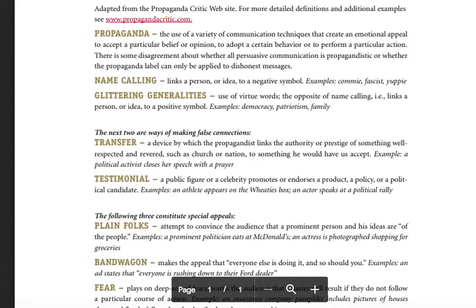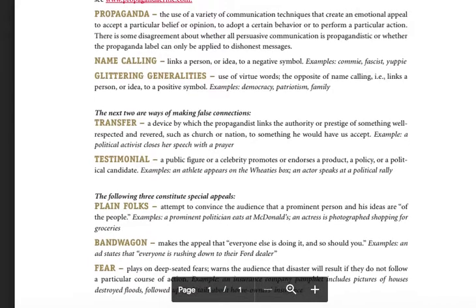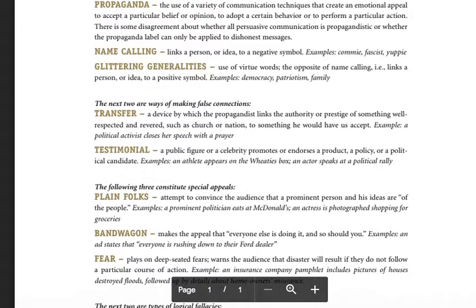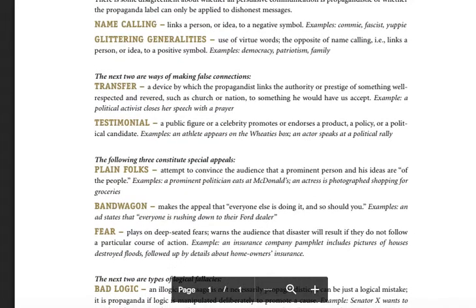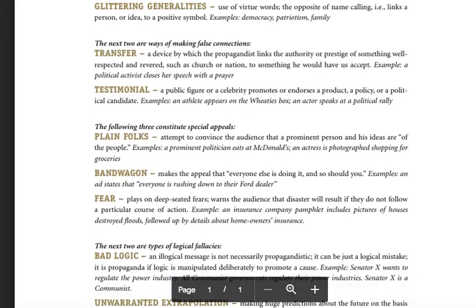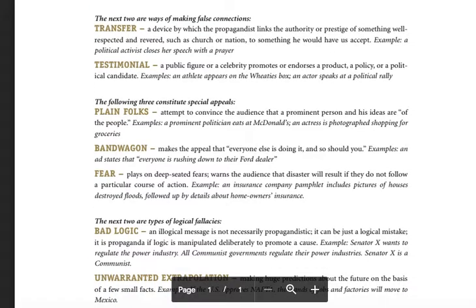The next two are ways of making false connections. Transfer, a device by which the propagandist links the authority or prestige of something well respected and revered, such as a church or nation, to something he would have us accept. So example, a political activist closes her speech with a prayer. So maybe you can do that as a positive, or you can attack someone for doing that. Testimonials, a public figure or celebrity promotes or endorses you. Have someone endorse you. You can have plain folks in your commercial or dress like a plain folk.